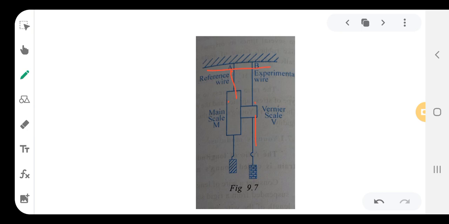Okay, so this one, A, is the reference wire, where it is connected to a vernier caliper, and the scale is connected to wire B, the experimental wire. So in the reference wire the load is constant, but in the experimental wire we will increase the load.